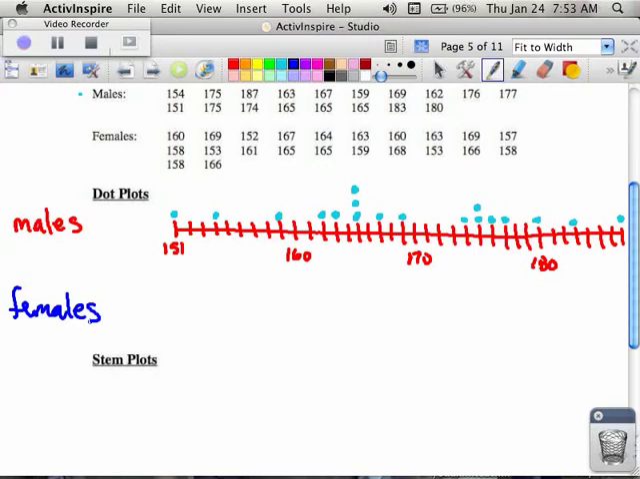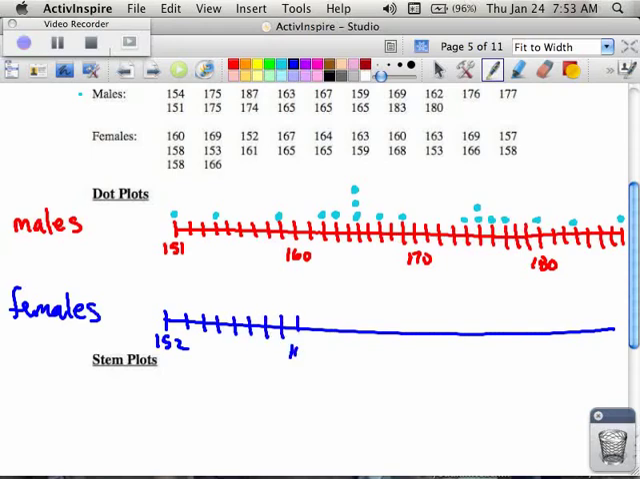Looking at their smallest score, I see a 152. And it looks like the highest for them is 169. So the number line goes 152 up through 160, and then the 160s up to 170. And then just do the dot plot for them as well.